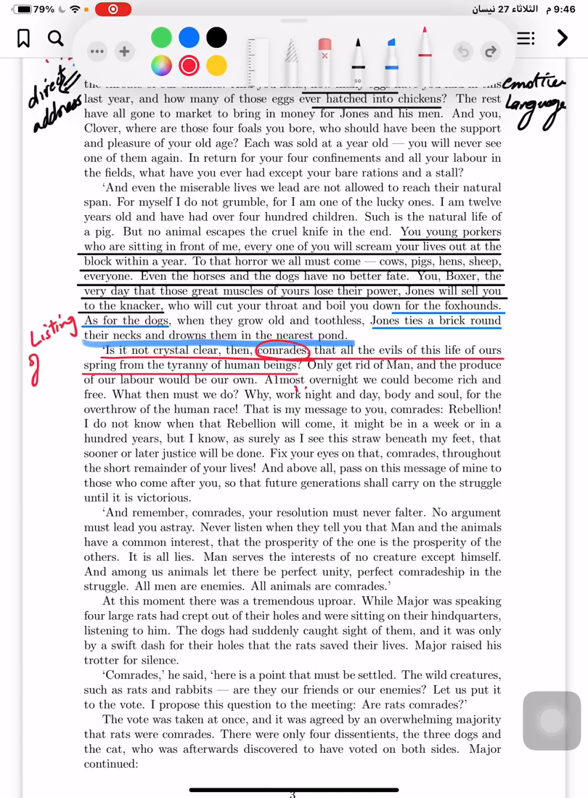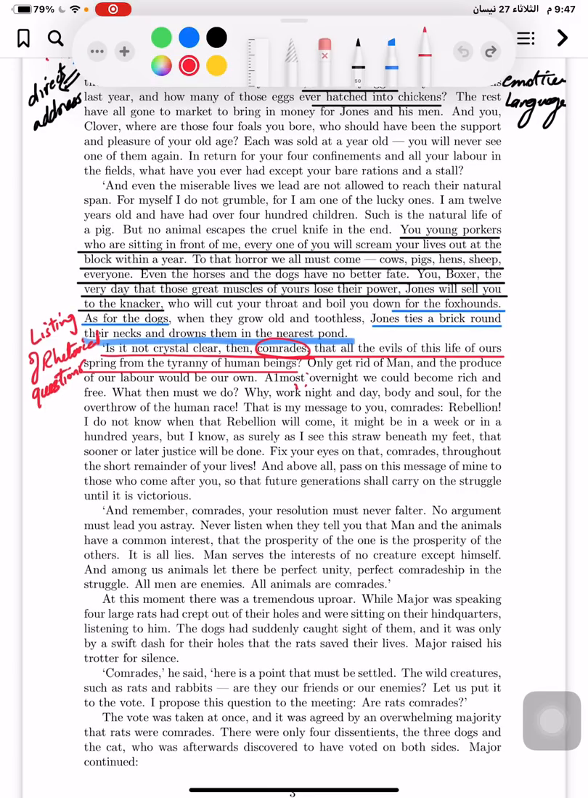"What then must we do? Why work night and day, body and soul, for the overthrow of the human race?" So these are the sequential rhetorical questions, and the answers can be found in the second line. "Only get rid of man, and the produce of our labor would be our own. Almost overnight we could become rich and free." So "we could become rich and free" is a materialistic thinking about how human beings can be easily tempted.